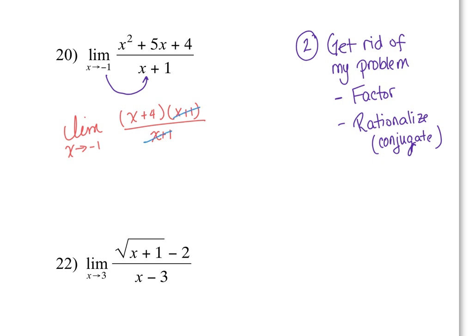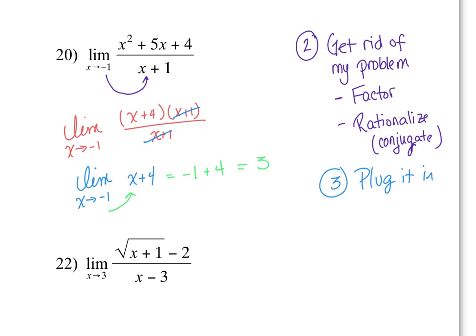There we go. So now I'm going to treat this just like the limit as x approaches -1 of x plus 4. I go all the way back to my initial. After I've gotten rid of my problem, I'm going to plug it in. All right, and so now I'm going to just plug that guy in. -1 plus 4, my limit here is 3.